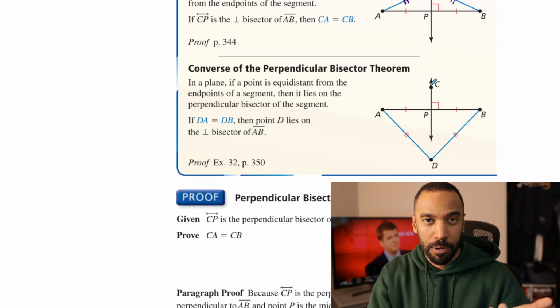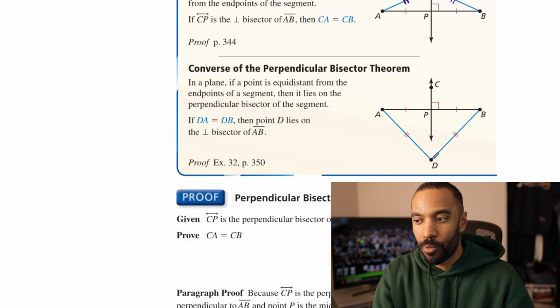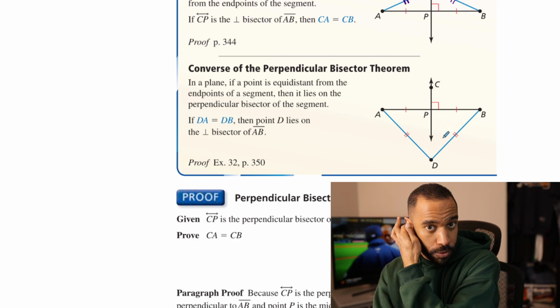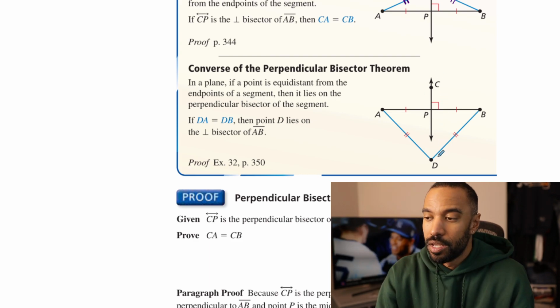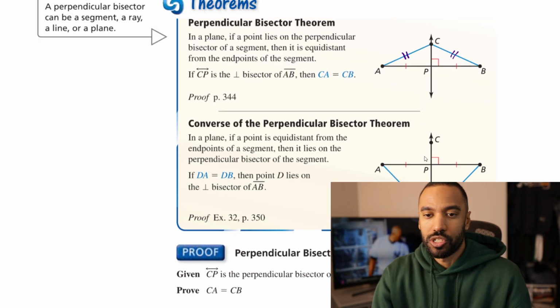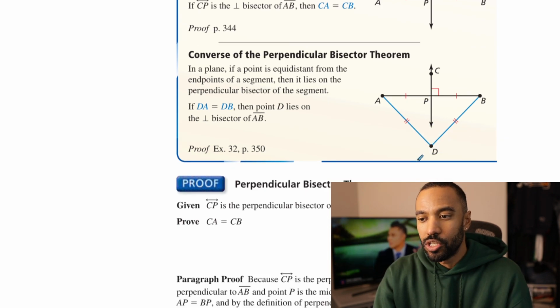Now, not all segments have perpendicular bisectors, but if someone said draw the perpendicular bisector, that means that a point D, being equidistant to both A and B, must be on that line that you could draw that would go through as a perpendicular bisector. So that's what it means. The converse also works, which means this works in both directions, which is very cool and very nice. Now we're going to be able to use those things here.